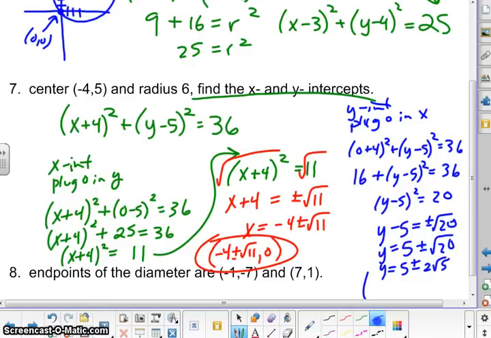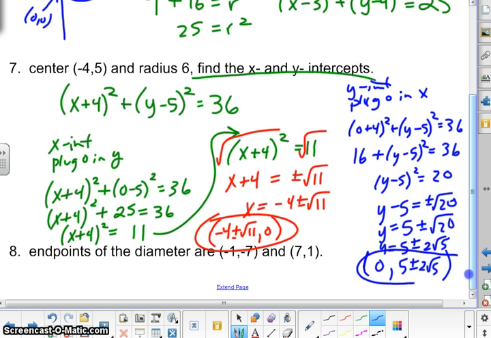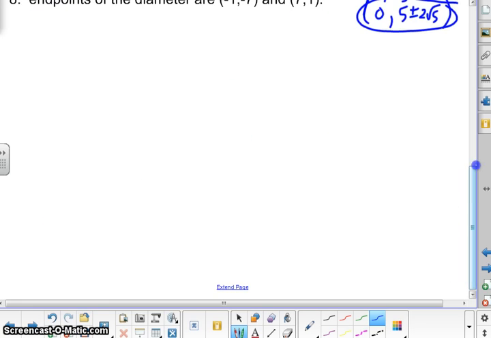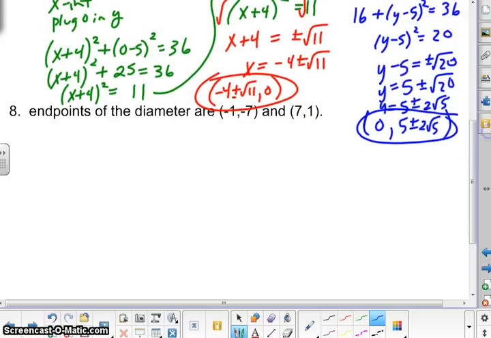And we also know a y-intercept is an ordered pair. So it'd be 5 plus or minus 2... No, it wouldn't. It would be (0, 5 ± 2√5). So there's your x and y-intercepts. Good job. All right, the next one, we are given the endpoints of the diameter.